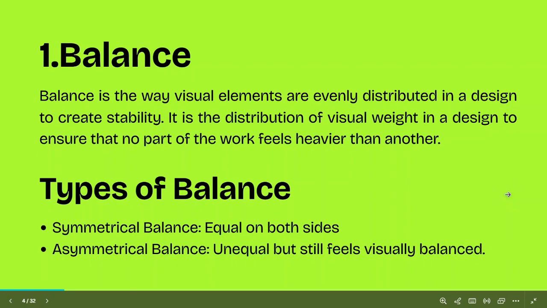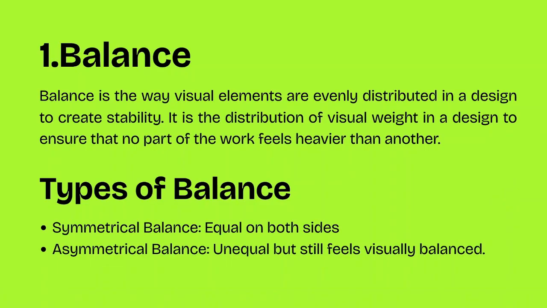The first one here is balance. So, what is balance? Balance is the way visual elements are evenly distributed in a design to create stability. So, it's the distribution of visual weight in a design to ensure that no part of the work feels heavier than the other. You can get the idea from the weighing balance that is normally used: when you put something on one side, the other side goes up, if the other one is too heavy. But if both sides have the same weight, it will balance.